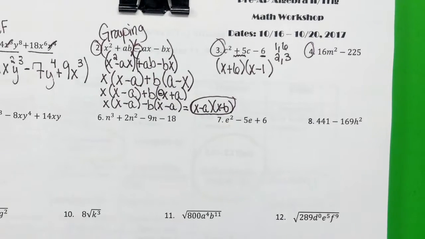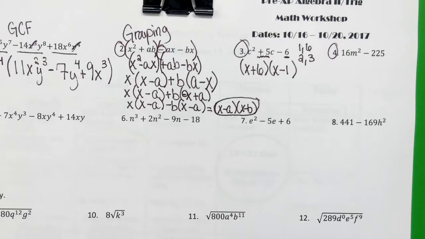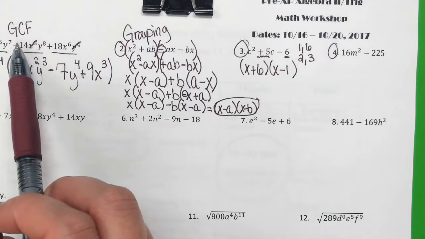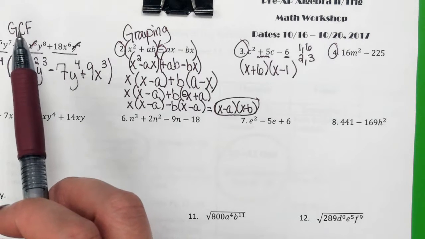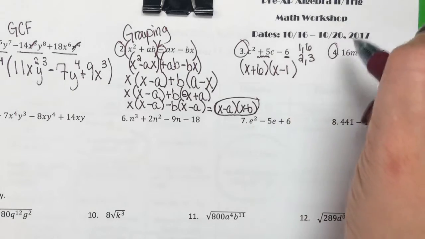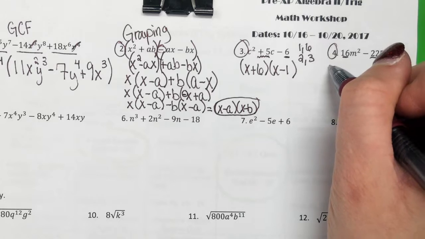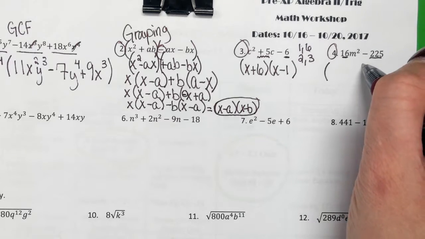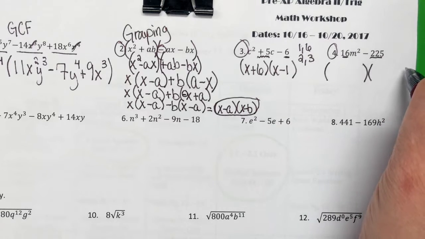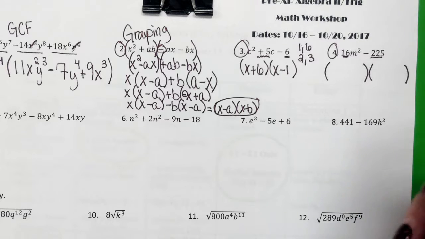All right, what about number 4? How many terms does that one have? 2. First thing we look for, GCF. Does it have one? No. So now we know something special about 16 and 225. What do they call them? Perfect squares. Very good. You got to do them in the same order, okay?